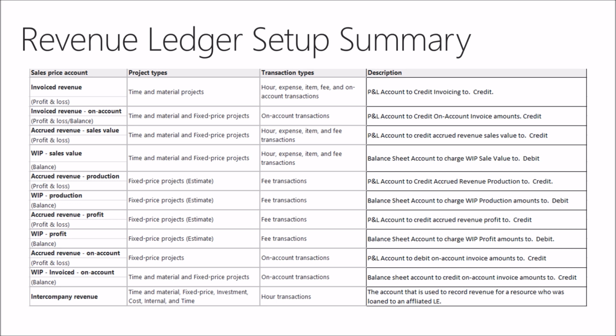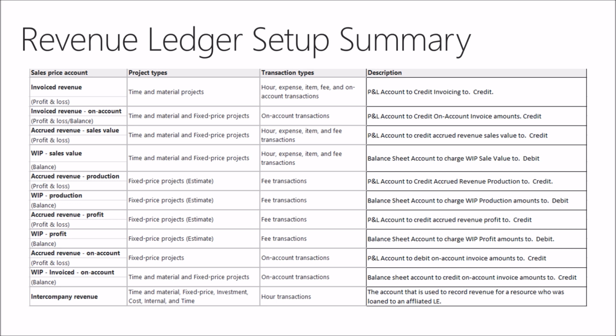And now we're looking at the revenue ledger setup summary, and this is basically the same scenario as the cost summary. You have all your different posting types on the left, and once again, all this information's out on TechNet if you search on project posting. I just grouped it together in a little more readable fashion, or in a more summary fashion than it is on TechNet. But what you can do is go through and understand all the different posting types and when they're used.